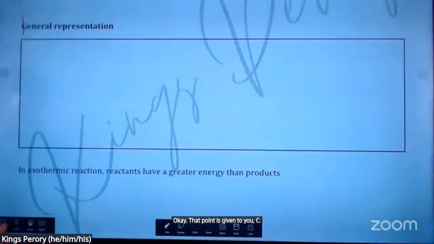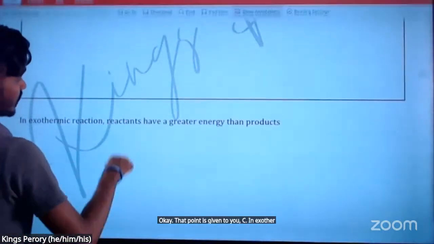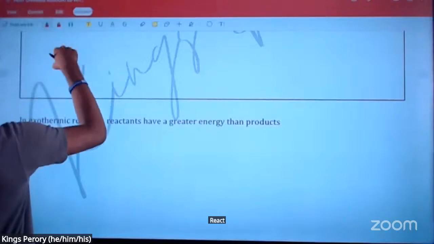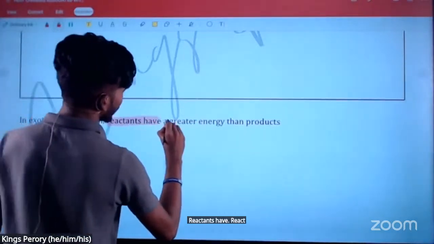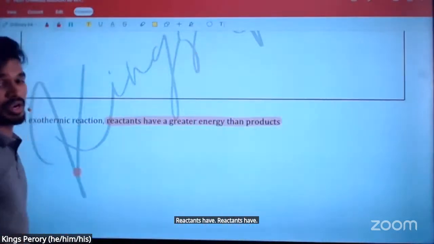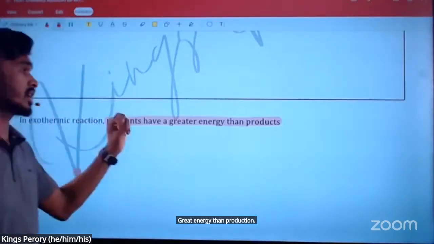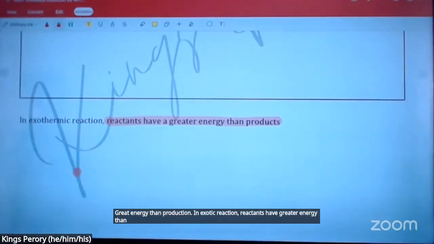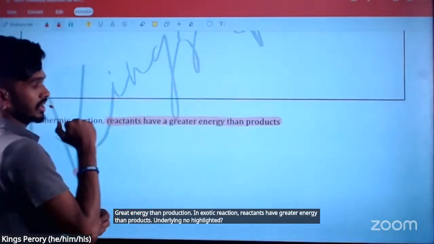In an exothermic reaction, reactants have greater energy than products. Underline or highlight that. Reactants have greater energy than products.